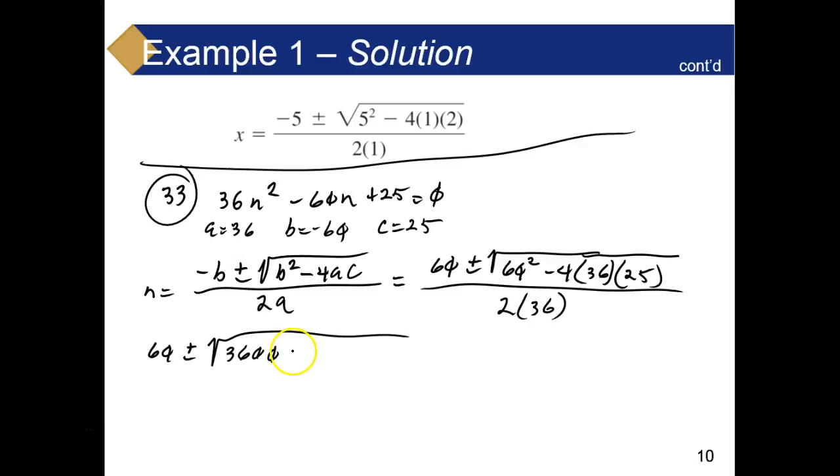Count your minus signs, and you only have one, so that's going to be a minus. And then what do we have here? Okay. Let me show you what I think is the easy way to do this. Remember, multiplication is commutative? What's 4 times 25? 100 times 36 is? 3,600. So guess what? That's 3,600.